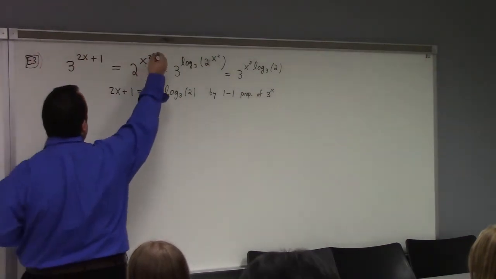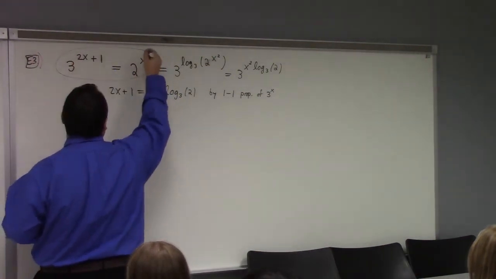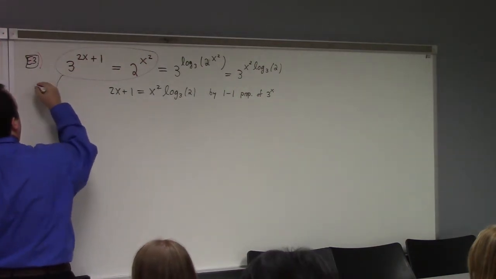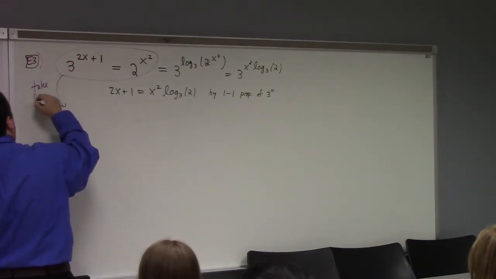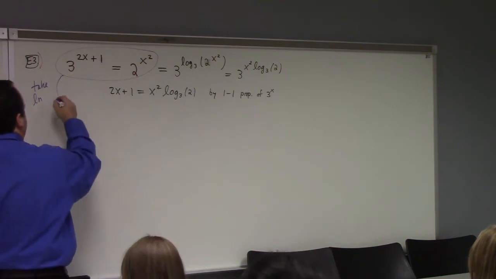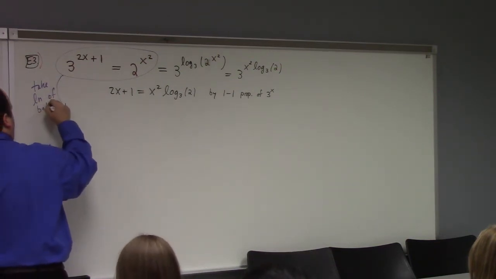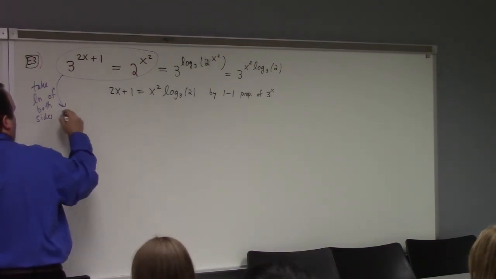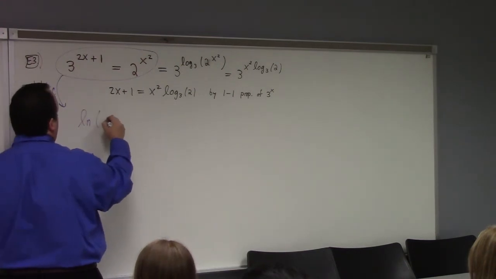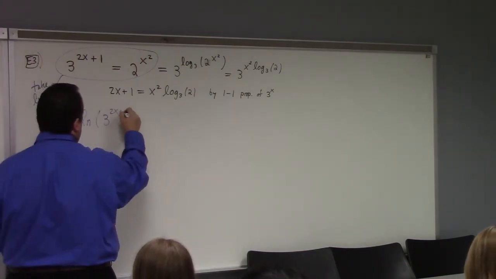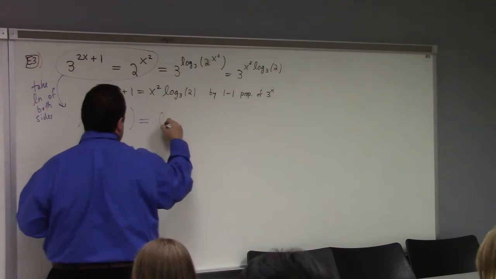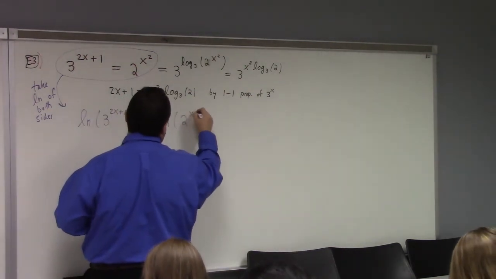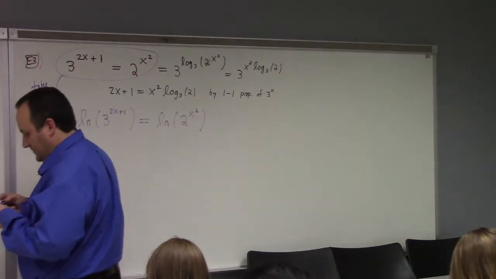So what I would do is go straight from here, and I would take the natural log of both sides of the equation. All right? So that will give me natural log of 3 to the 2x plus 1 equals natural log of 2 to the x squared. And then what do I do?